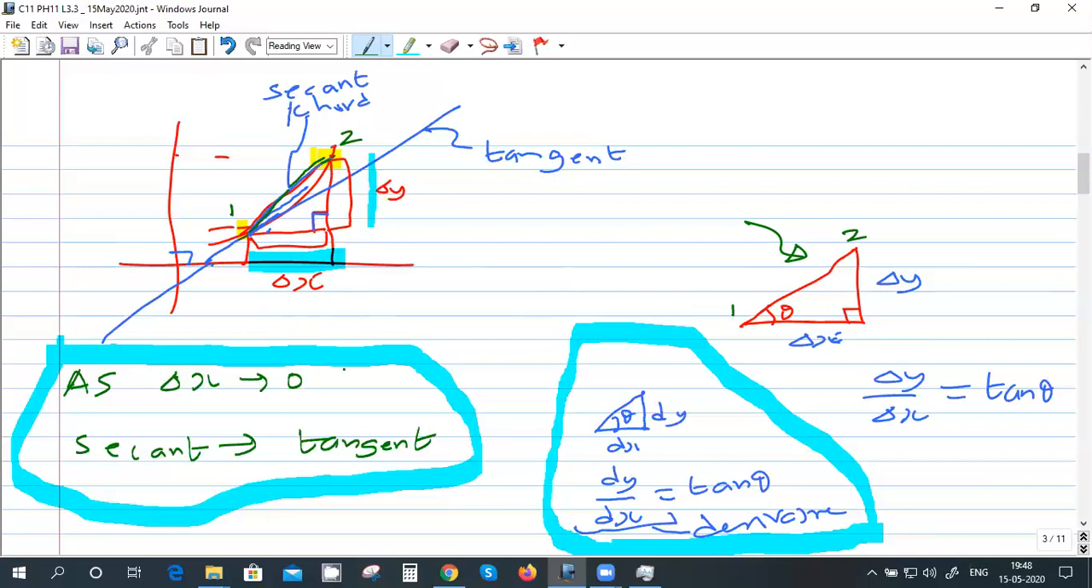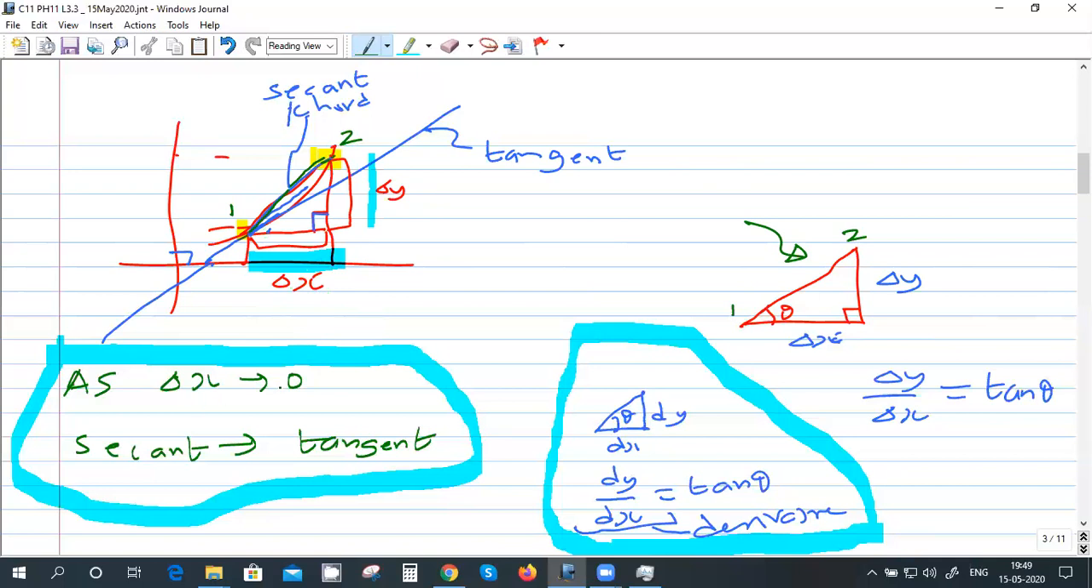So in the limit when delta x tends to 0, the secant will... Sir, if you bring it closer, even delta y will also change. Yeah, that's the derivative. Delta x is understood as an independent variable. So when point 2 approaches point 1, delta x will keep on decreasing.